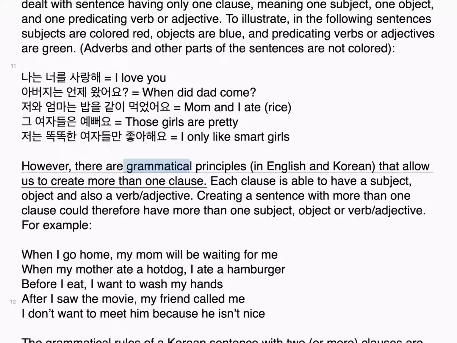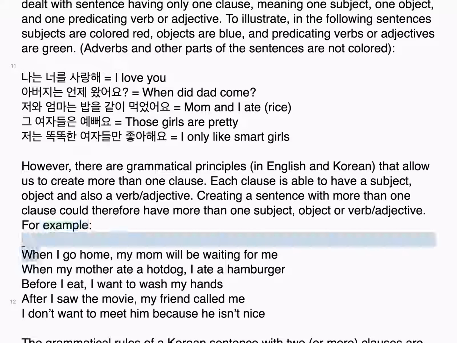However, there are grammatical principles, in English and Korean, that allow us to create more than one clause. Each clause is able to have a subject, object and also a verb or adjective. Creating a sentence with more than one clause could therefore have more than one subject, object or verb or adjective.